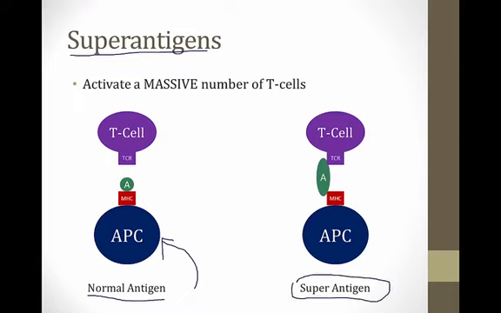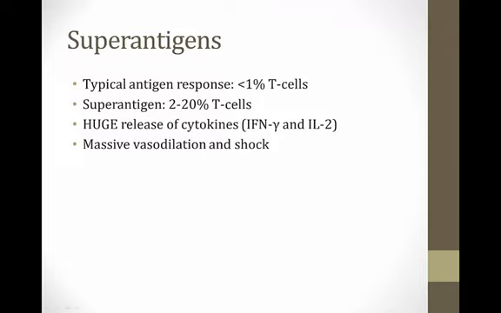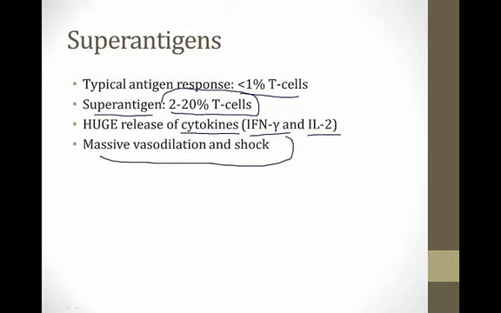What superantigens do is they do not get processed. They directly connect the MHC complex to the T cell receptor on a T cell, and they do this indiscriminately, and as a result they activate many more T cells than would normally be activated, and they trigger a massive immune system response. So to put this into perspective, a typical antigen activates less than 1% of T cells. A superantigen can activate 2 to 20% of T cells. This results in a huge release of cytokines like interferon gamma and IL-2 and massive vasodilation and shock.